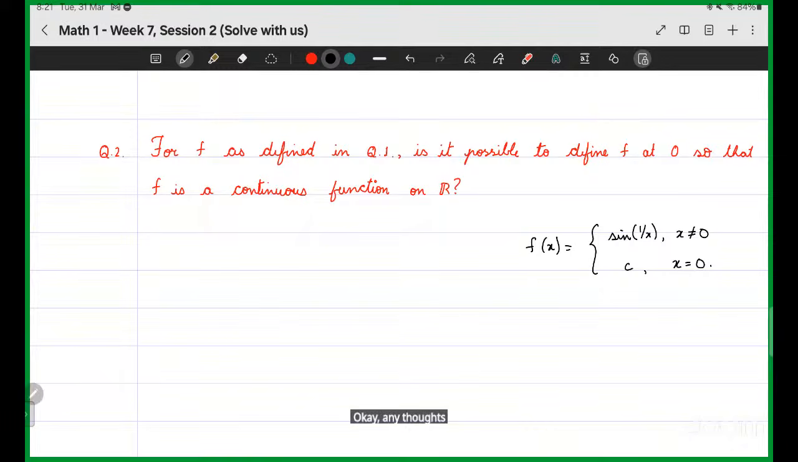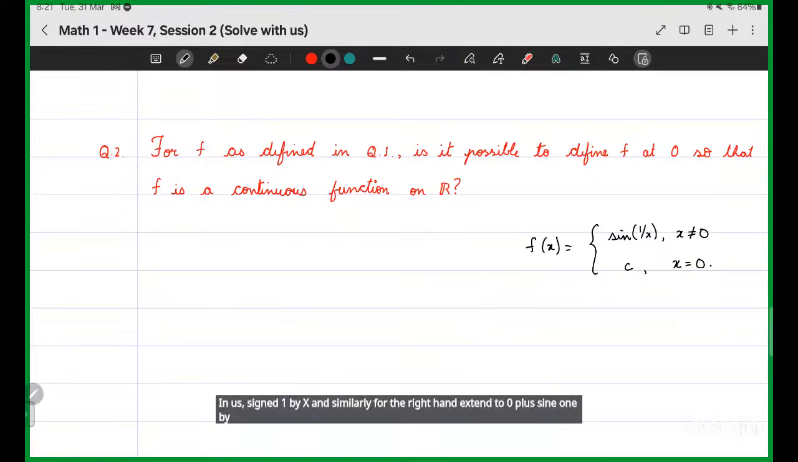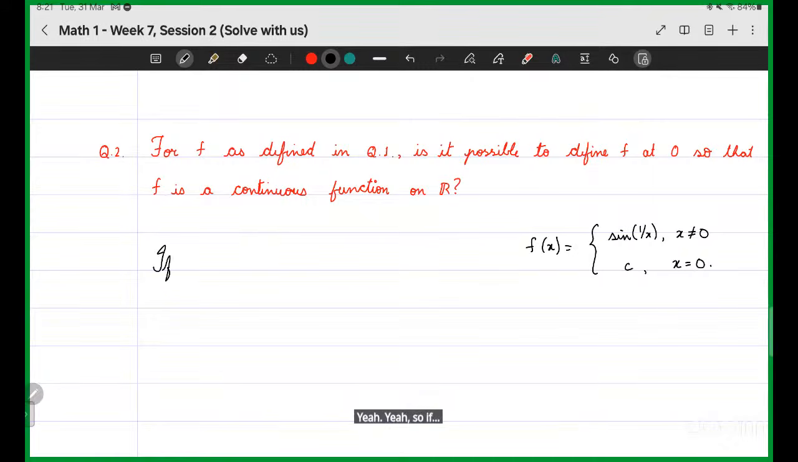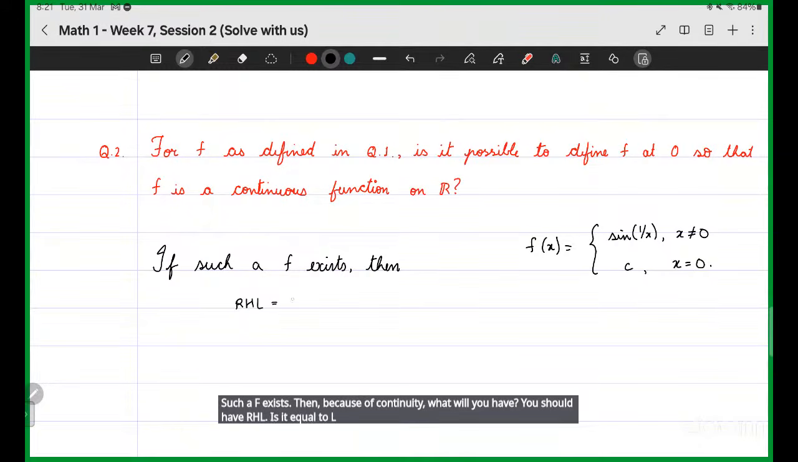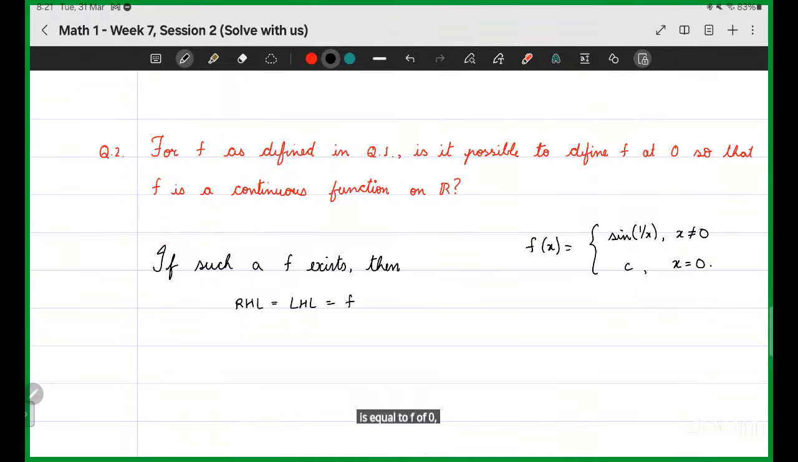Okay, any thoughts? I was trying to do LHL and RHL, from the left hand limit extending to 0 minus sine 1 by x, and similarly for the right hand limit, 0 plus sine 1 by x. So if such an f exists, then it's continuous. Because of continuity, you should have RHL is equal to LHL is equal to f of 0, which we have called c.